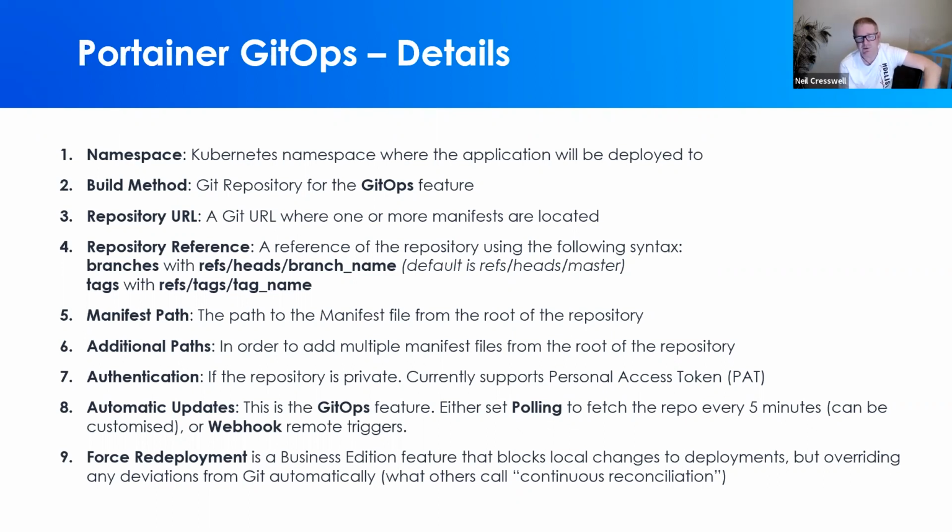It sleeps until the next cycle. With force redeployment, it says, I'm going to send the instructions to Kubernetes or Docker to make sure that what's running matches the manifest that's in Git, even if it hasn't changed. So that will actually override any changes that are local, regardless, even if there's no change in Git. Now that's off by default, but you can turn it on, in which case that blocks any local changes.